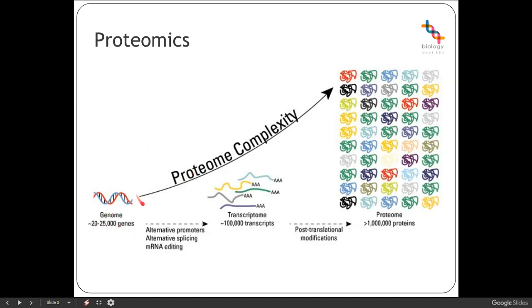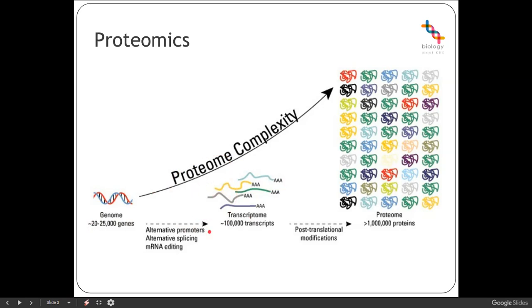We also have something called a transcriptome, and that is what's produced by the process of transcription. The DNA is transcribed into mRNA, and remember, we've got our mature transcript, and those transcripts are referred to as the transcriptome. As you can see here, we've got 100,000 transcripts from around 25,000 genes. So how do we get that much bigger number?